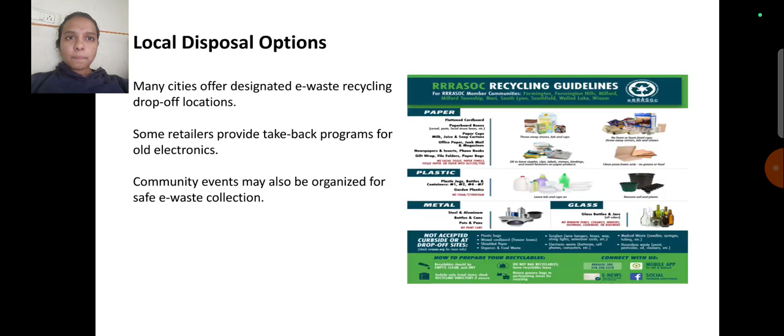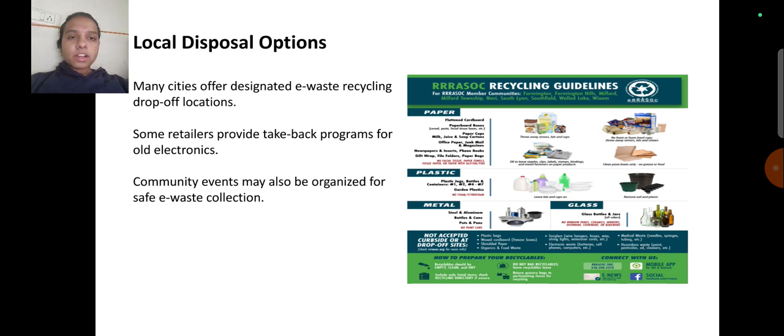And next, local disposal options. Many cities offer designated e-waste recycling drop-off locations. And some retailers provide take-back programs for old electronics.